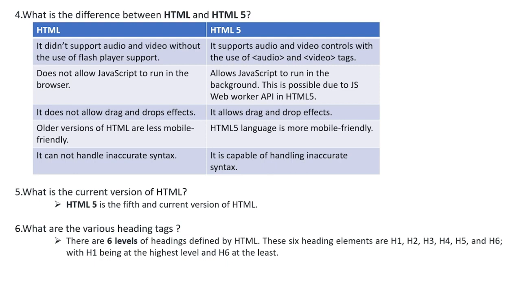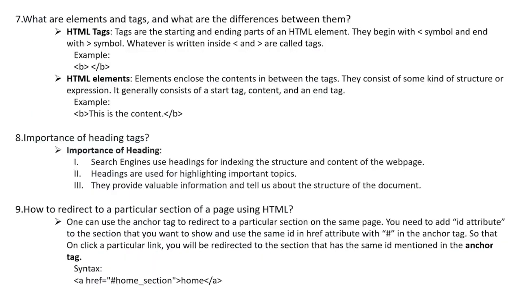Question 6. What are the various heading tags? There are 6 levels of headings defined by HTML. These 6 heading elements are H1, H2, H3, H4, H5, and H6, with H1 being at the highest level and H6 at the least.